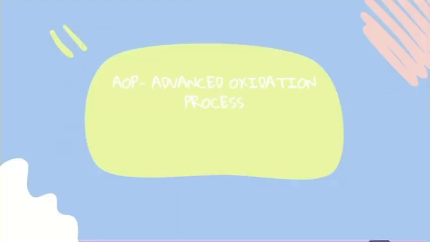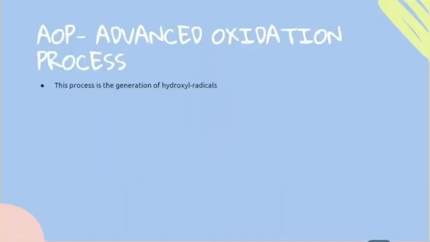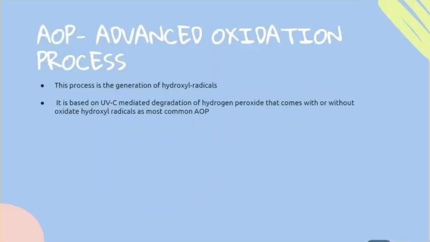Next, AOP, also known as Advanced Oxidation Process. This process is the generation of hydroxyl radicals, and it's based on UVC-mediated degradation of hydrogen peroxide, and it comes with or without oxidated hydroxyl radicals.